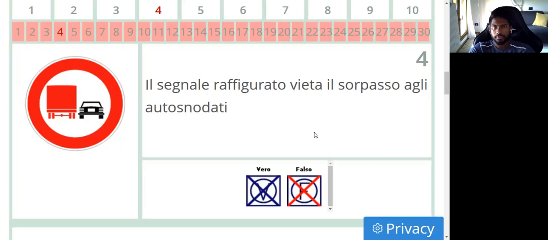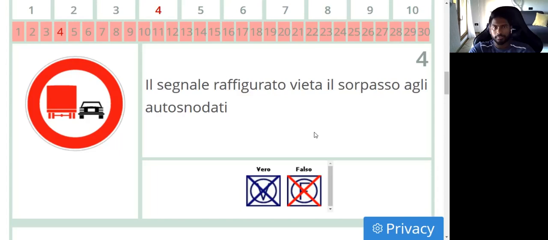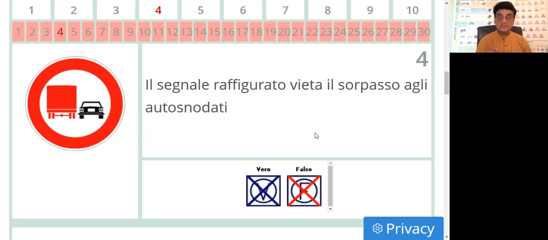Autovetture. Autovettura means a car. It means autocarro, truck. Carro, okay. Basically, the law is vehicles transporting merchandise weighing more than 3.5 tons should not overtake any vehicle on this road.